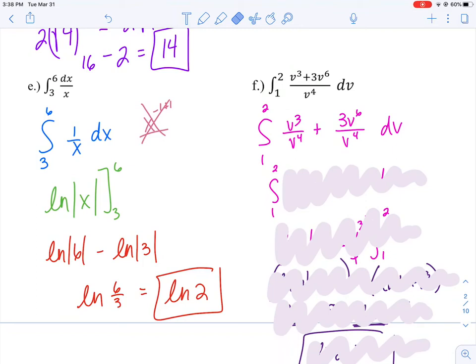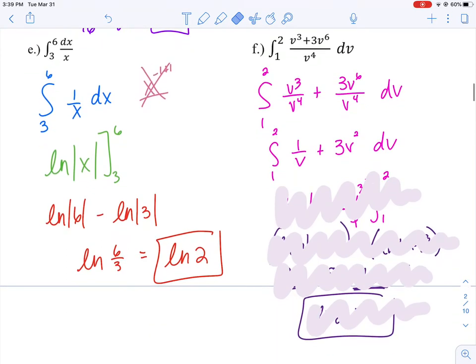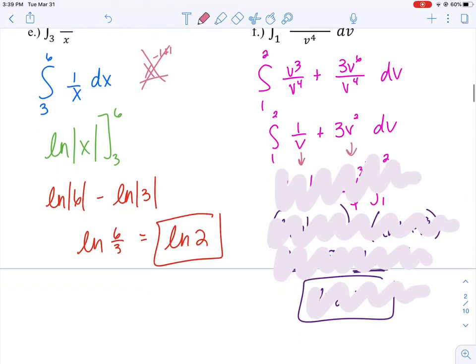I separated it into 2 different fractions, each with their own denominator instead of a common denominator. I then reduced, and I ended up getting an integral from 1 to 2 of 1 over v plus 3v squared. Because they're only separated by a plus or minus sign now, I should be able to integrate each piece separately. I should be able to integrate this piece, I should be able to integrate this piece, and then evaluate it from 1 to 2.